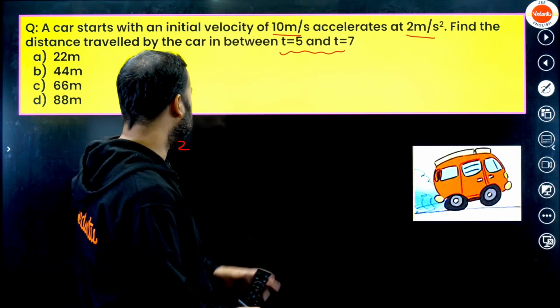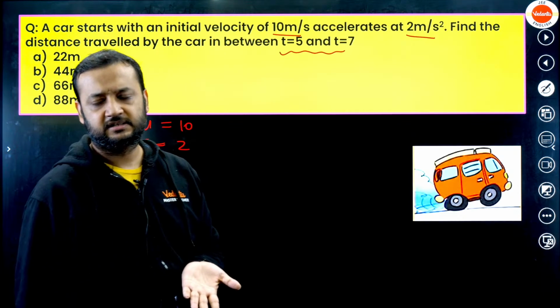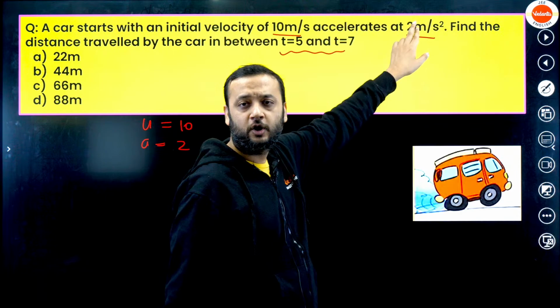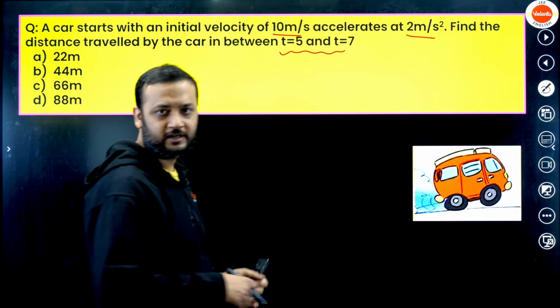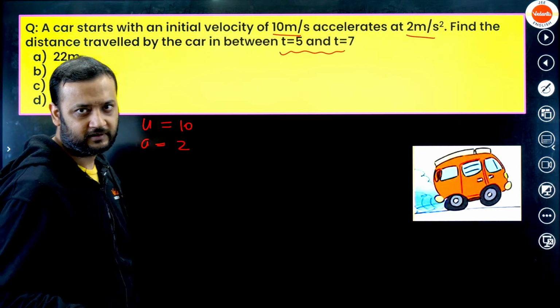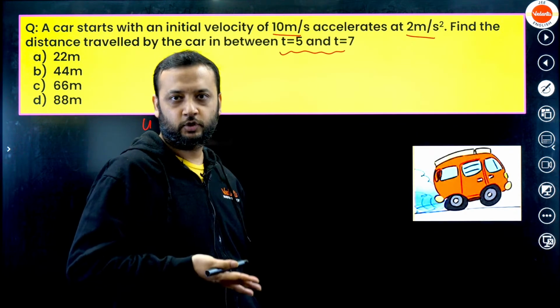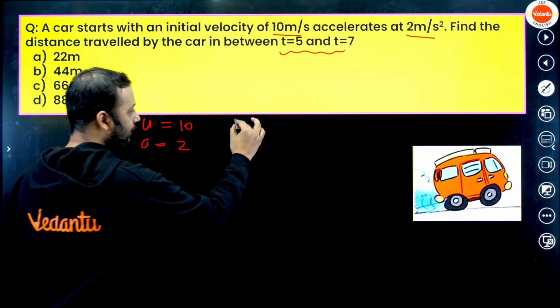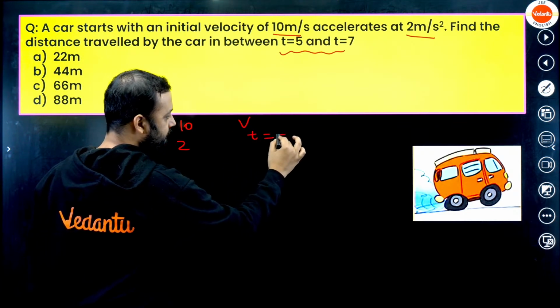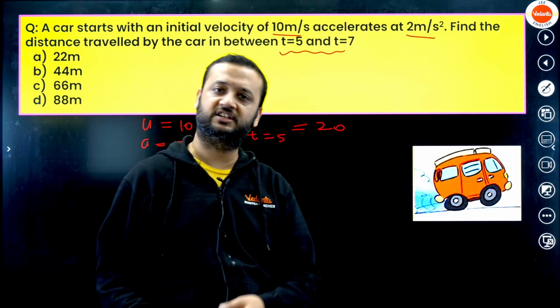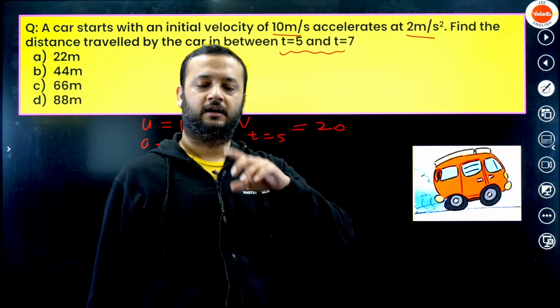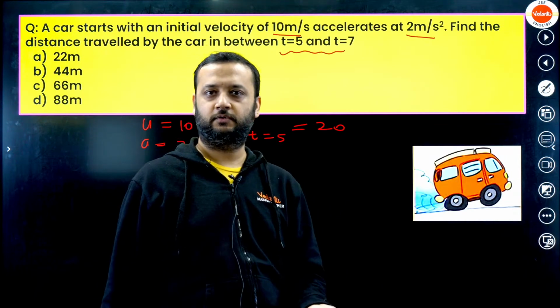Okay, so suppose your stomach had initially 10 biscuits. Now you are eating how many biscuits per second? So 2 biscuits per second. So after 5 seconds, how many biscuits will your stomach have? 20, because you would have eaten 10 more biscuits. So we can say that velocity at t equals 5 would have become 20, because initial velocity was 10 and you have increased the velocity by 10.